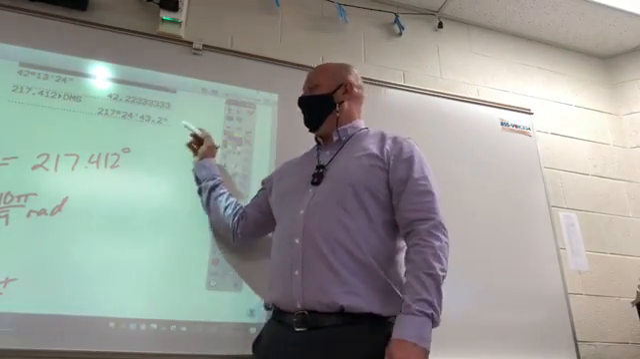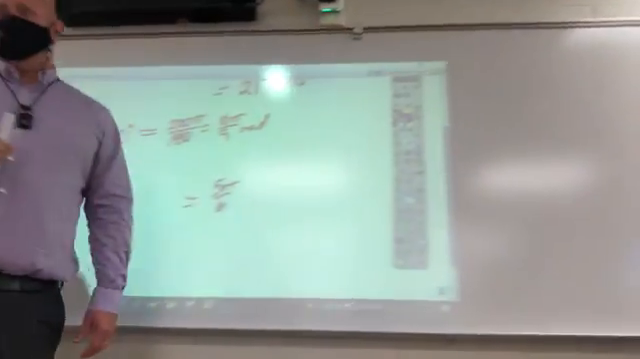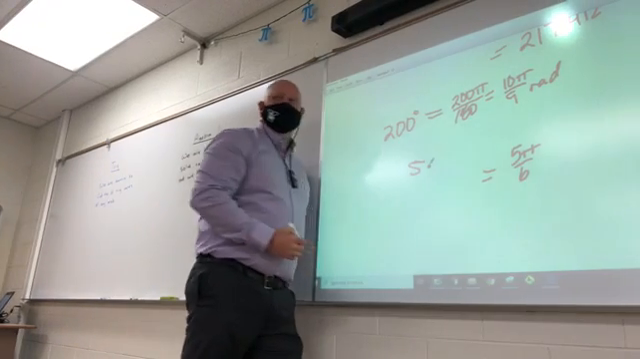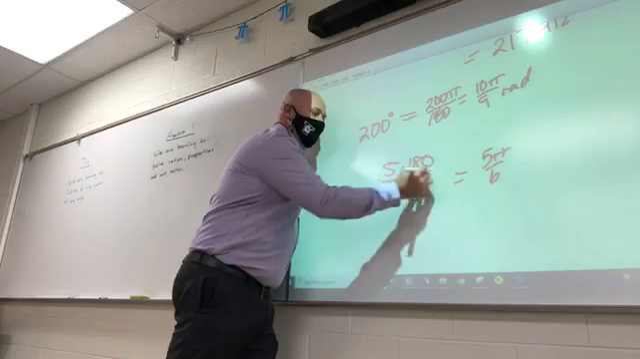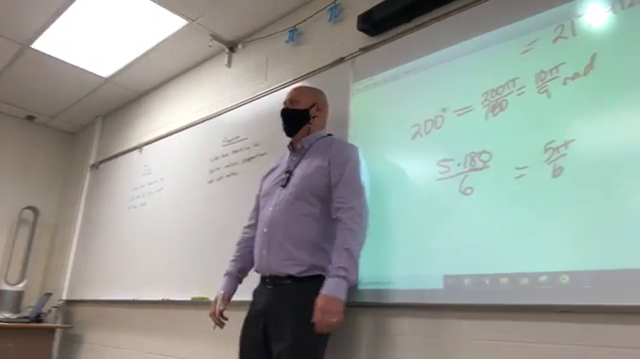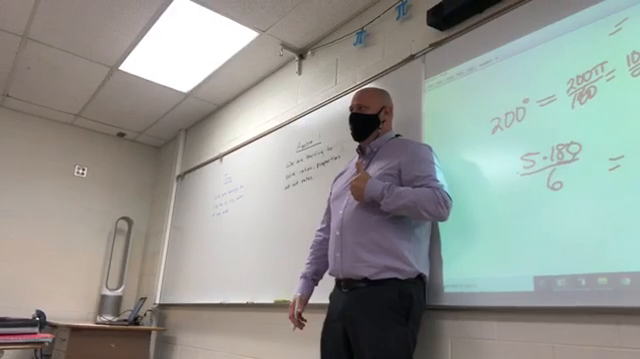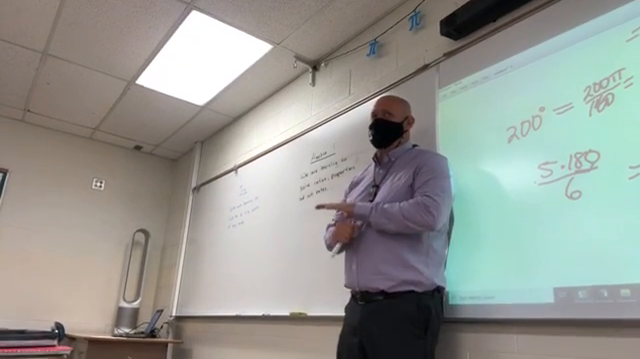How do you go the other way? 5 pi over 6. What's the easiest way? 5 times 180 divided by 6. Calculate that out. Easy? Questions on these? Those will be on the test, guaranteed.